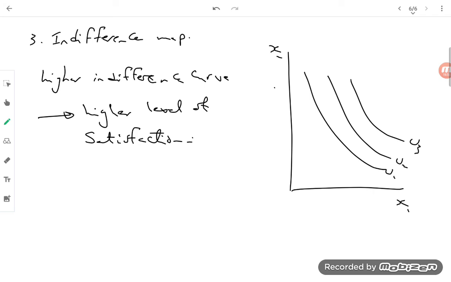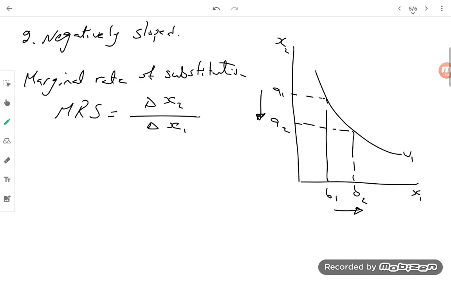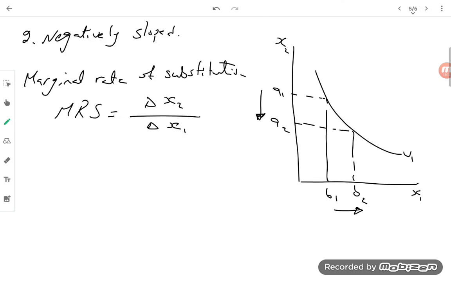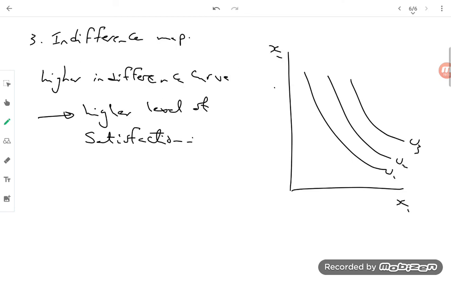There are a number of special cases. As we said, indifference curves are negatively sloped. The higher the indifference curve, the higher the level of satisfaction, and they never intersect. But we have a number of special cases.